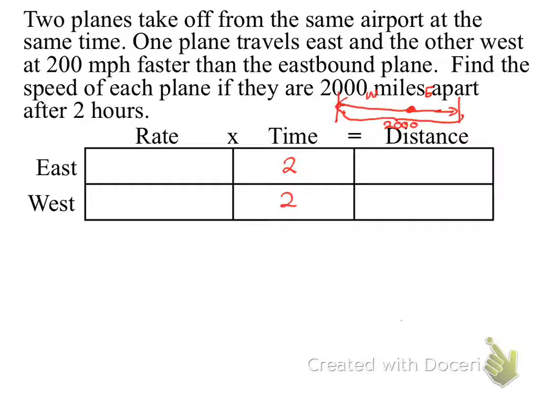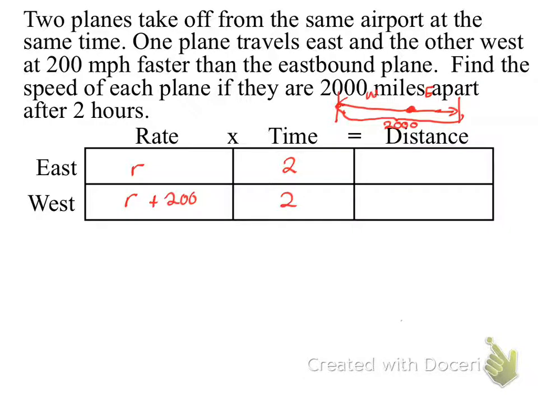Okay, Daniel Yoon? Okay, and I'm not going to use X, I'm going to use R. We don't know the rate, but what do we know? Ethan? The plane that's heading west is going 200 miles faster. It's going faster, so how would I show that? R plus 200. Good, plus 200.